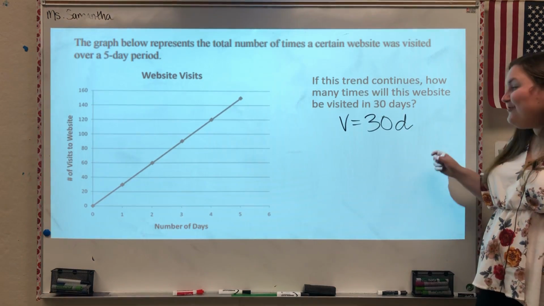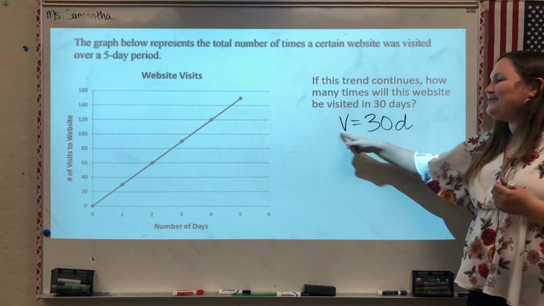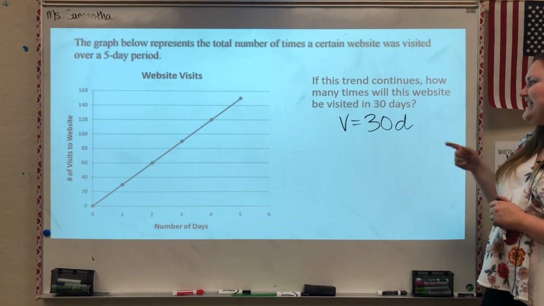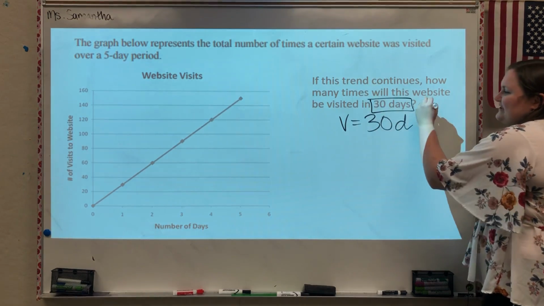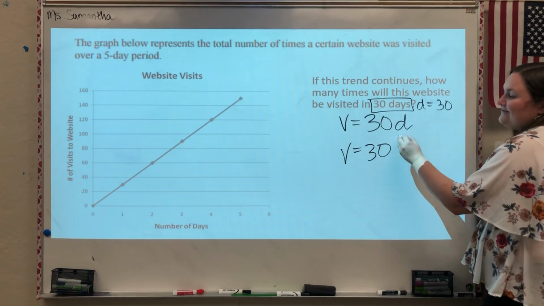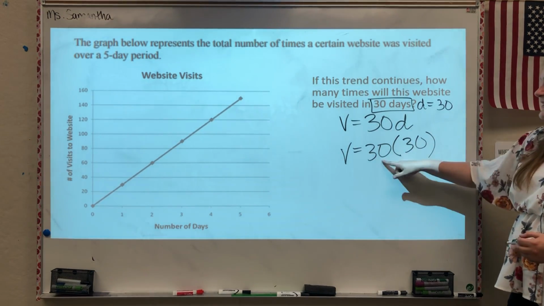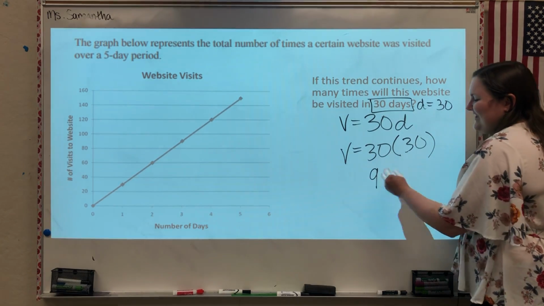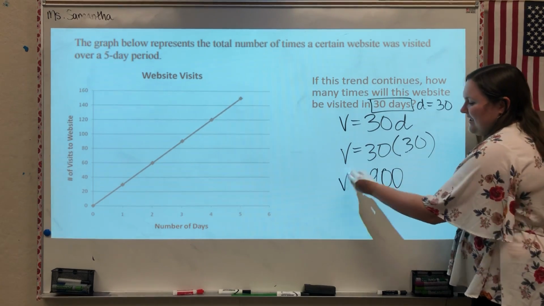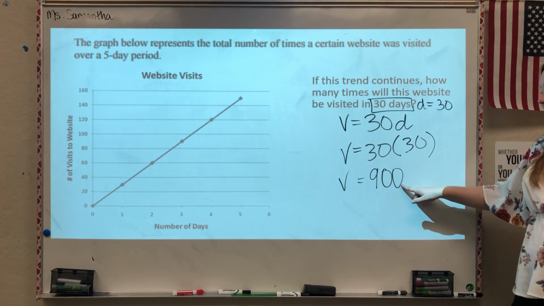Equations don't have a limitation. You can use any number, 30 days, 300 days, 3 million days. This equation will work for all of them. So I'm trying to figure out how many visits we get in 30 days. Well, when they say 30 days, they're just telling me make D equal to 30. So I could say V equals 30 times 30. There's a trick you can do when numbers end with 0. 3 times 3 is 9. And then count your zeros. There's 1, 2 zeros. I get V equals 900. Or to answer the question, how many times will it be visited? It'll be visited 900 times.